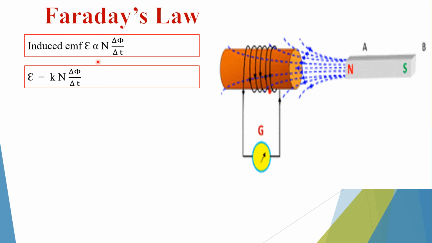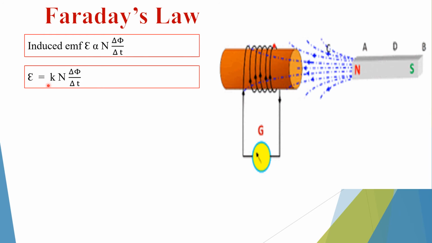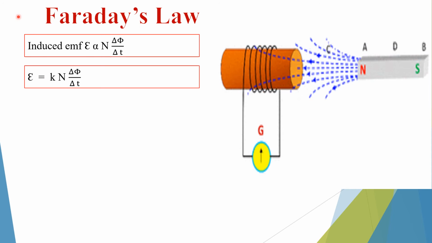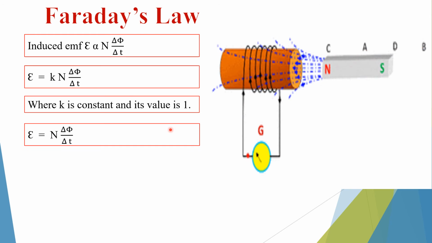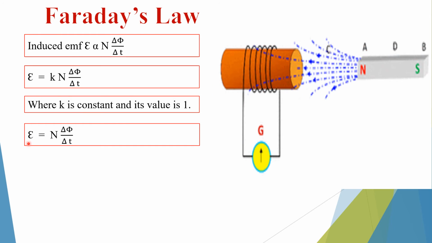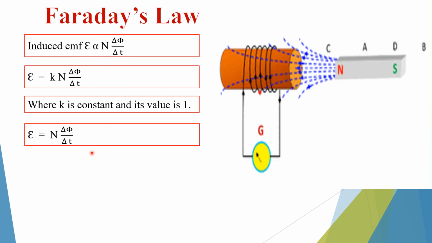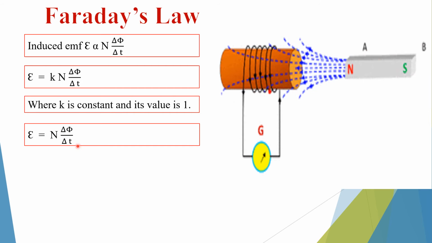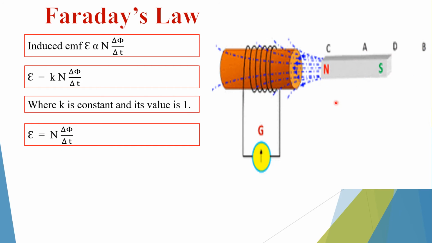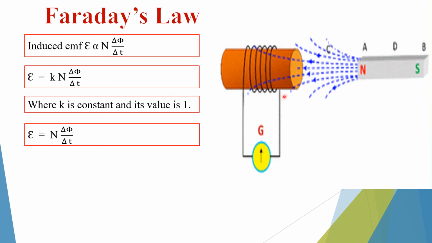Here the proportional sign becomes equals to k, where k is a constant and its value is 1, and we get the EMF induced in this coil equals N delta phi divided by delta t. That shows that the EMF induced in the coil is directly proportional to the rate of change of magnetic flux. It depends upon the change of magnetic flux per unit time and the number of turns of the coil.